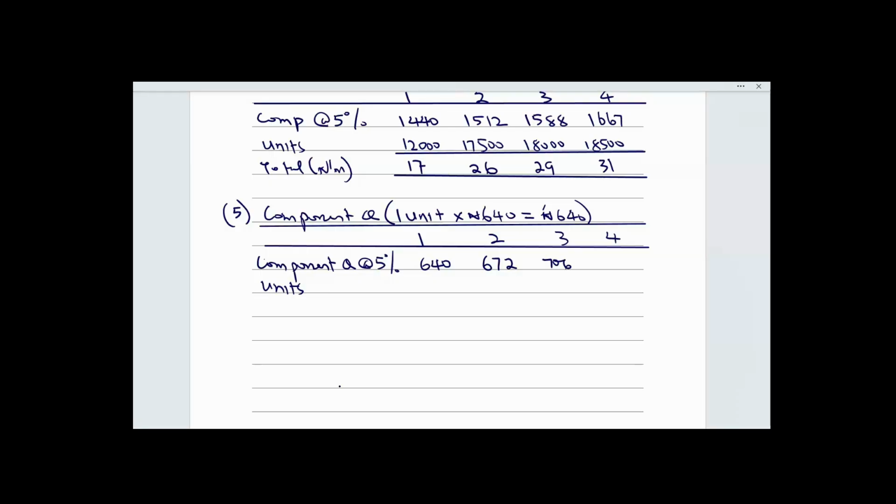Next, 741. So units are 12,000, 17,500, 18,000, 18,500. Then multiply to get the total cost.